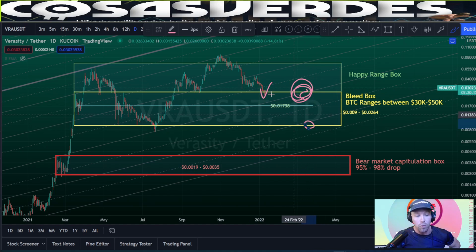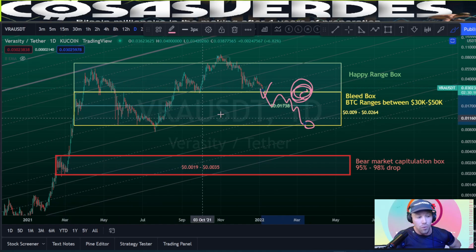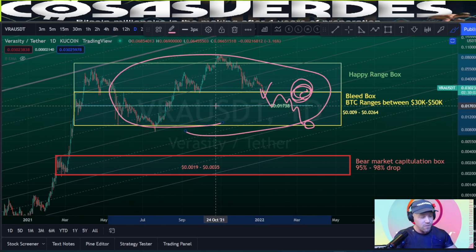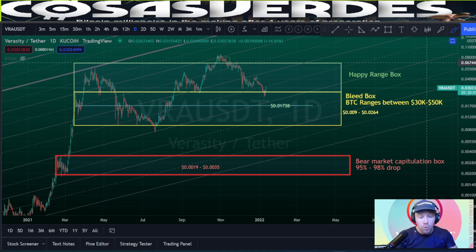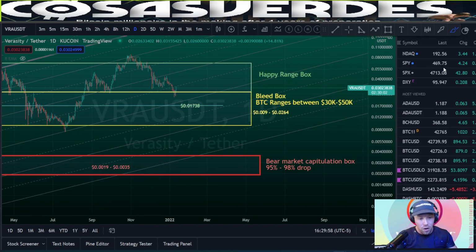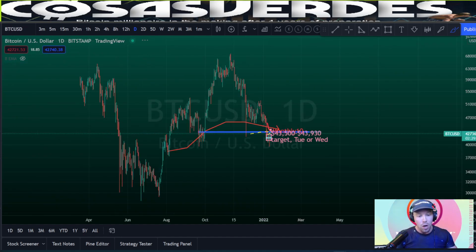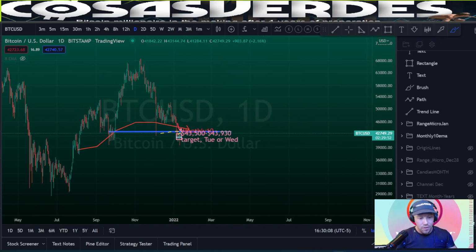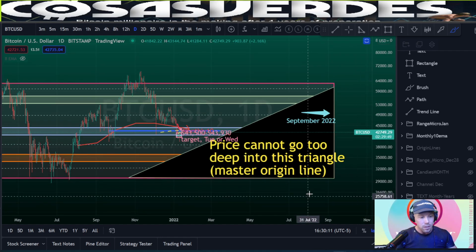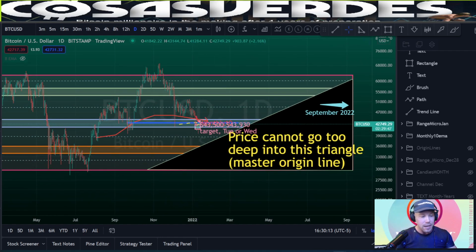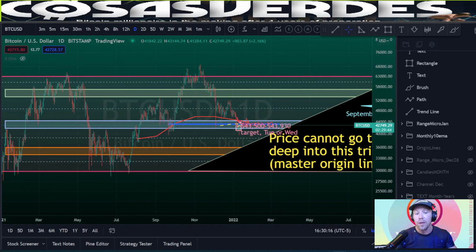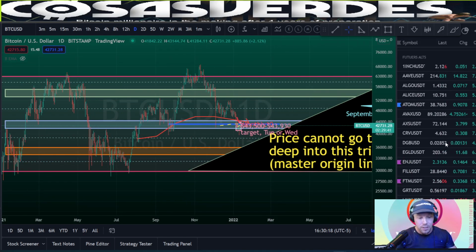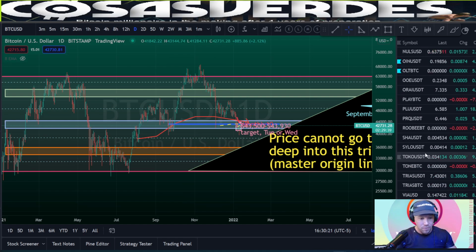And down here would be more representative of Bitcoin at 30K. So all this green and yellow range is very similar to my macro range for Bitcoin. And hopefully you follow my Bitcoin stuff as well. But if I could slap on my Bitcoin chart right here and put on my macro range, take a look. It coincides with this. So this one box right here coincides with both the happy and the bleed box of Verasity. So let me find my Verasity chart.